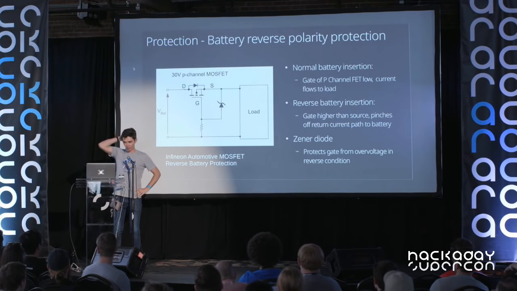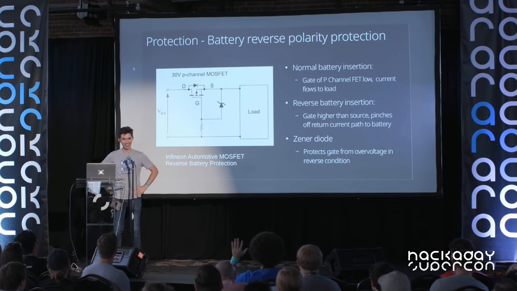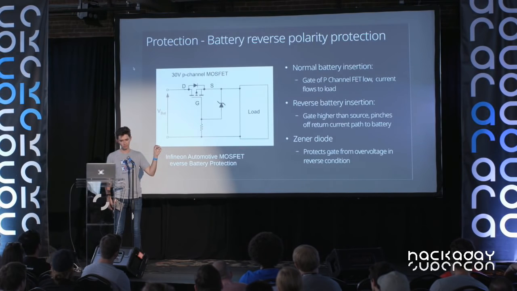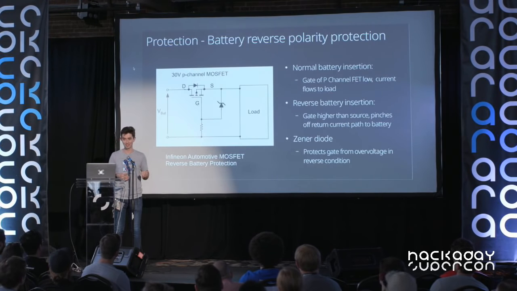Another one, anyone ever put a battery in backwards and blown things up? Okay, got one here, yeah. That's a common one, and you can just as easily put a diode in line. But like I was talking about earlier, putting a diode in line, you're gonna drop some voltage, and when you have current flow through there, you're also gonna burn some power. For batteries, literally batteries are in the name here, you don't wanna do that, that's a bad idea.